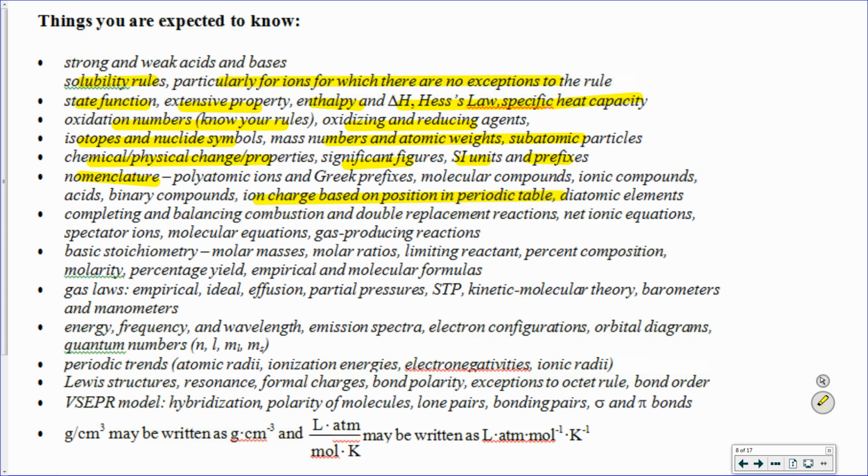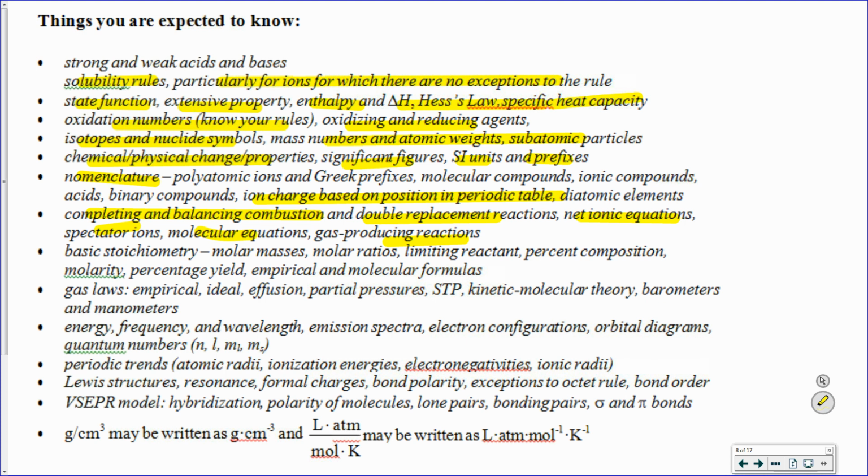You're going to be asked to complete or balance an equation. It may be a combustion equation. It could be something like a net ionic equation. We didn't use the terminology double replacement. That means you just basically swap the ions from one side to the other. That's terminology we don't use much anymore. But gas reactions, spectator ions, things like that, we did talk about.